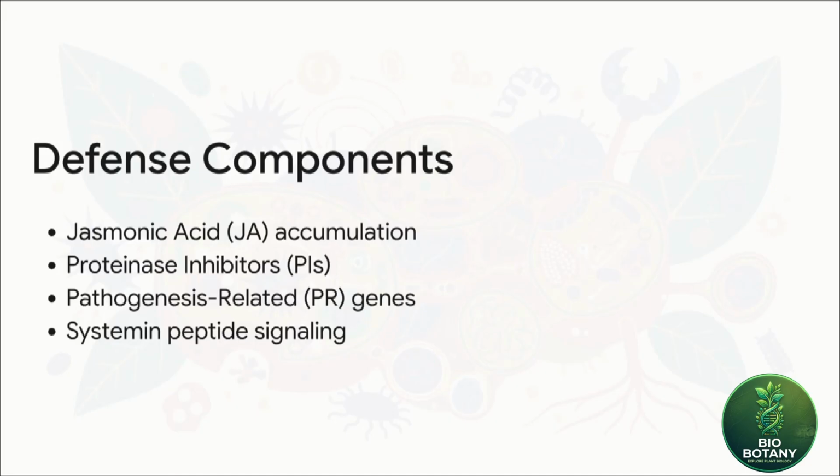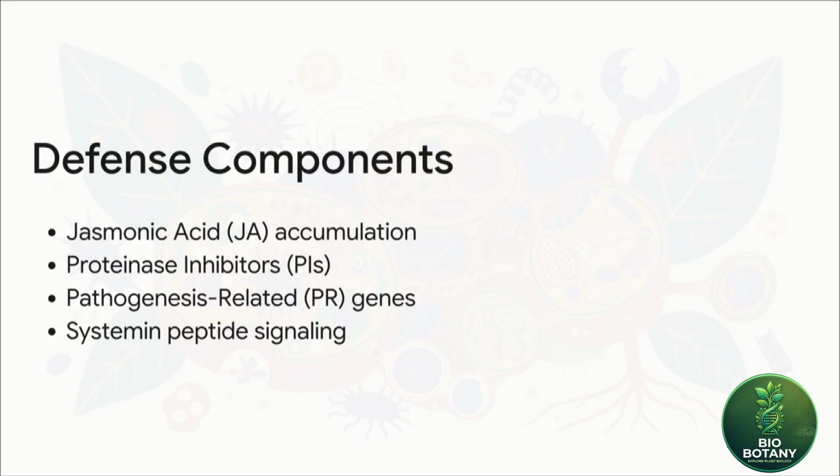So once that jasmonic acid is synthesized in the uninjured leaves, what does it actually do? Well, alongside the jasmonic acid accumulation, the plant starts manufacturing protease inhibitors, or PIs. And this is a brilliant biological counterattack. PIs literally block the digestive enzymes in the herbivore's gut, which makes the plant completely indigestible. So the caterpillar keeps eating, but it essentially starves.